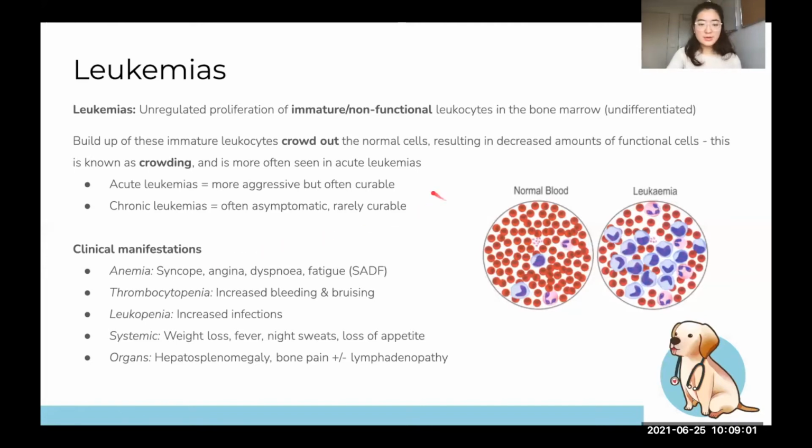In terms of leukemias, you can have acute versus chronic. Acute ones are usually more aggressive, but they are curable. Chronic ones are often asymptomatic, last for a long time, and they tend to be non-curable, but they also don't tend to have as intense symptoms. They're not as aggressive.